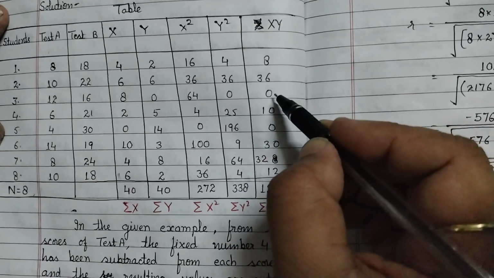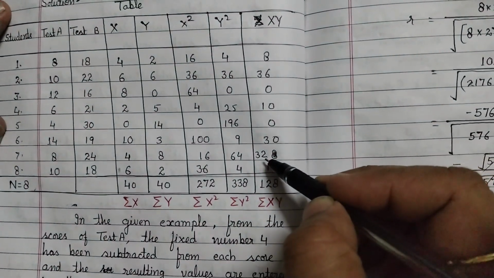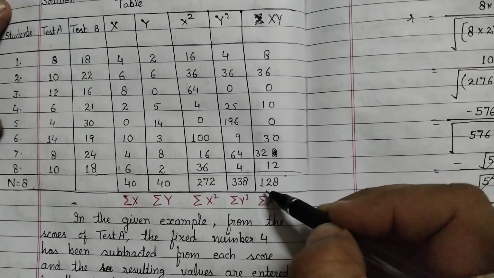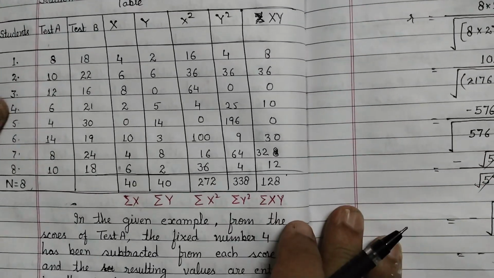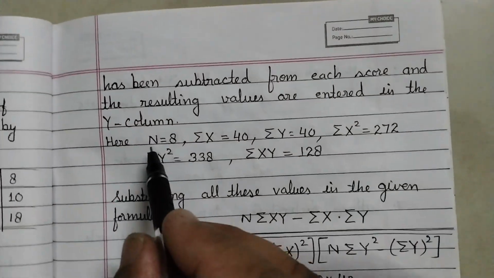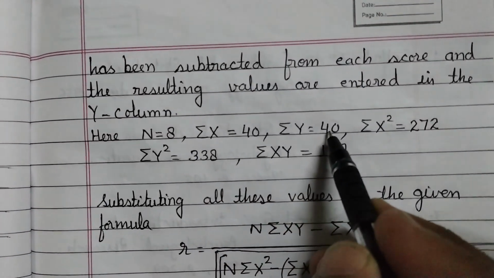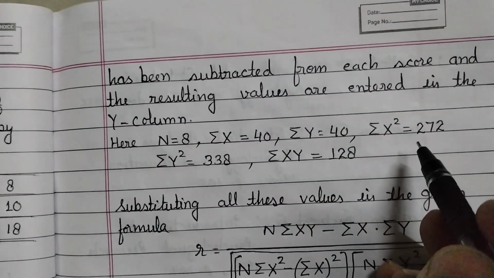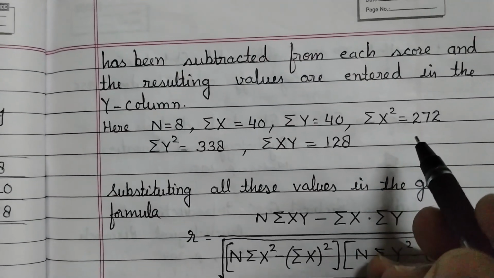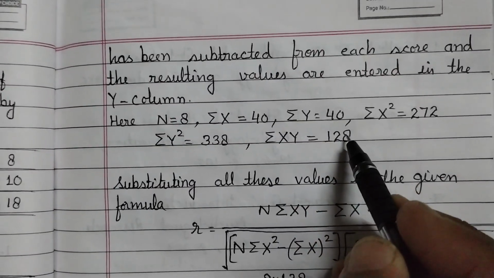So 8 plus 36 plus 0 plus 10 plus 0 plus 30 plus 32 plus 12 is found to be exactly 128. Now in this way I have calculated n is 8, summation x is equal to 40, summation y is again 40, summation x square is 272, summation y square is 338, summation xy is 128.